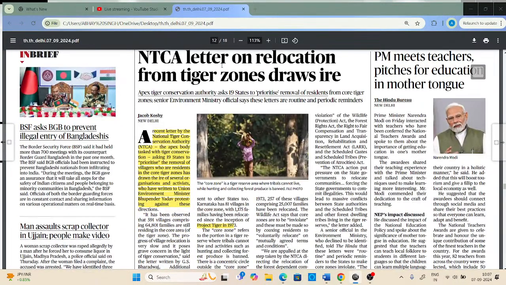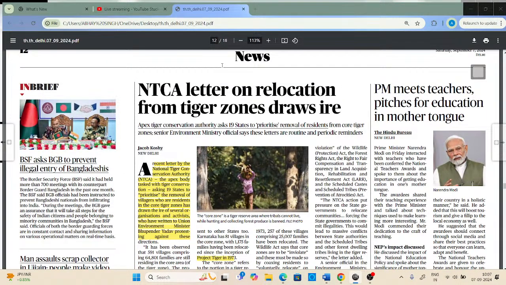Now, this National Tiger Conservation Authority, NTCA. Recently, NTCA has requested state governments, 19 states, to prioritize the removal of villagers who are residents in the core tiger zones.